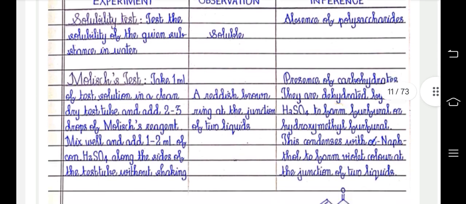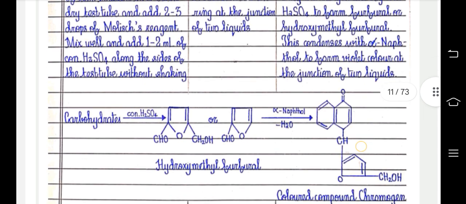Then Molisch test. Take 1 ml of test solution in a clean dry test tube and add 2 to 3 drops of Molisch reagent. Mix well and add 1 to 2 ml of concentrated H2SO4 along the sides of the test tube without shaking. A reddish brown ring at the junction of two liquids indicates presence of carbohydrate. They are dehydrated by concentrated H2SO4 to form furfural or hydroxymethyl furfural. This condenses with alpha naphthol to form violet color at the junction of two liquids.